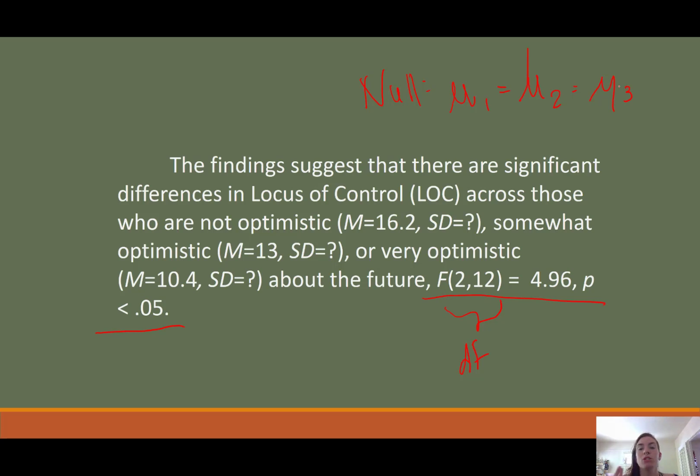So we would do something called a post hoc analysis at this point. Now that I've rejected my null and I know that not all the groups are the same, I would do a post hoc analysis to determine where the differences lie. So I've rejected my null hypothesis. Not all the means are exactly the same. However, I don't know which ones are different from one another. So at this point, I would do a post hoc analysis to determine which groups are significantly different from one another.